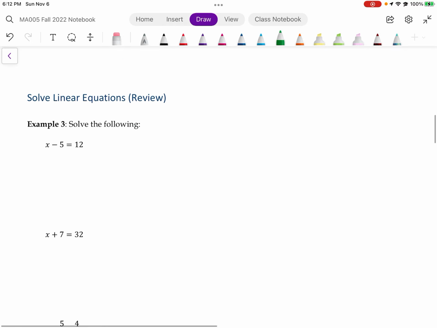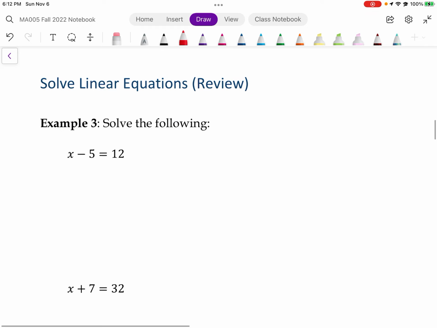All right, so this is a review of solving linear equations. So we are going to use the addition property on this one to say x minus 5 equals 12. So in order to get x by itself, that's the goal, we're going to add 5 to both sides. And I get x is now by itself because these two are going to subtract away. And we get 12 plus 5 is 17.